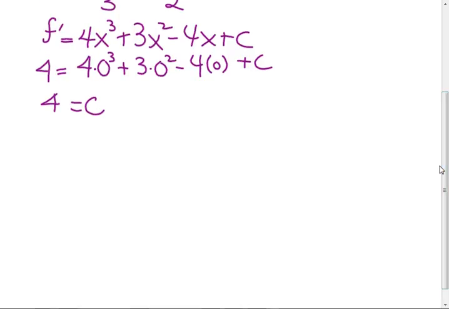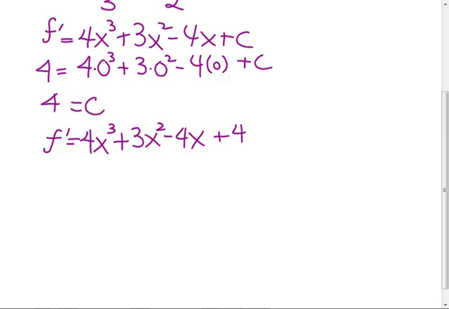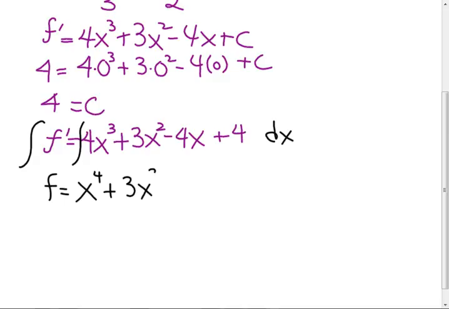So I'm going to put f prime is equal to 4x cubed plus 3x squared minus 4x plus 4. And now let's find this antiderivative. Basically, I'm integrating both sides with respect to x. So f is equal to x to the 4th. Check, is that right? Plus x cubed minus 2x squared. Is that right?